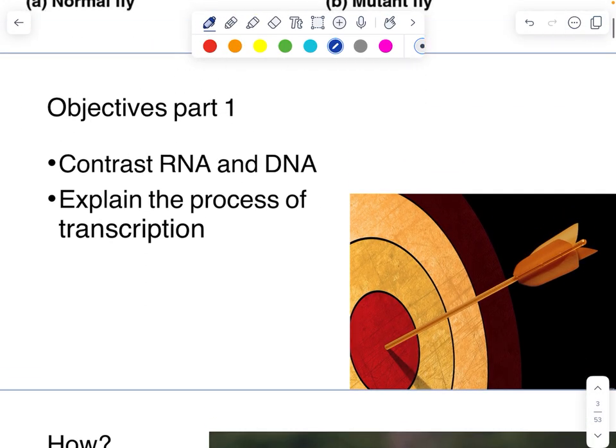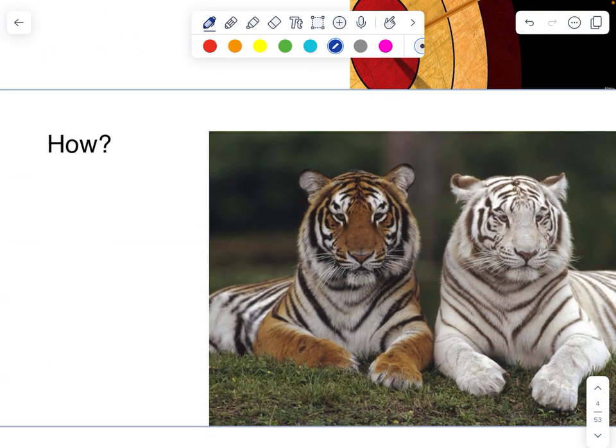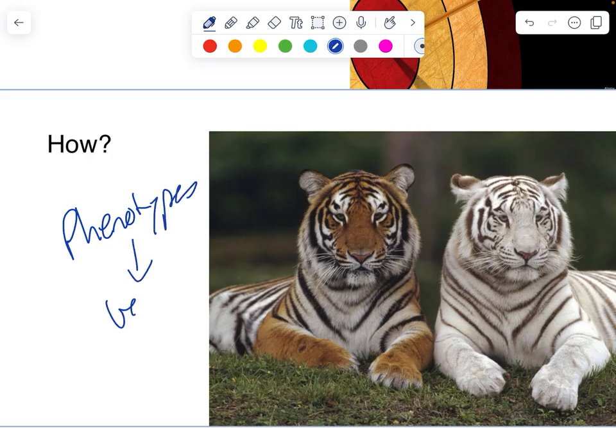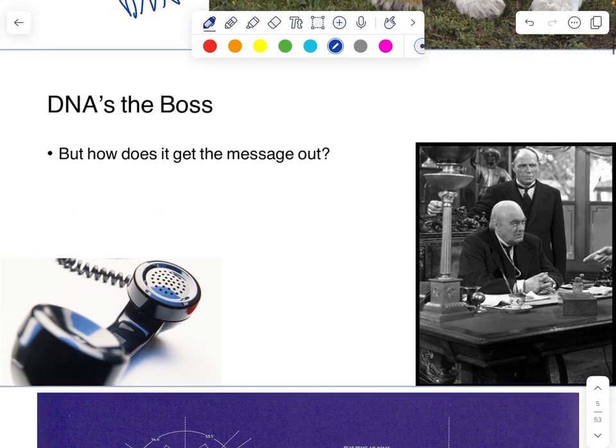And so our objectives in this part are to contrast RNA and DNA and then to explain the process of transcription. It is important to see that phenotypes come from genes, but genes are made up of DNA. These two tigers have different fur color because of different genes, right? And this tiger has a low fitness level because it won't be able to blend in very well in the environment. Okay, so DNA is the boss.